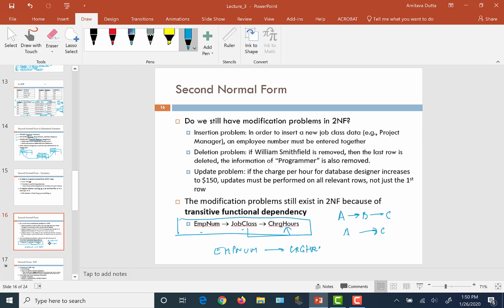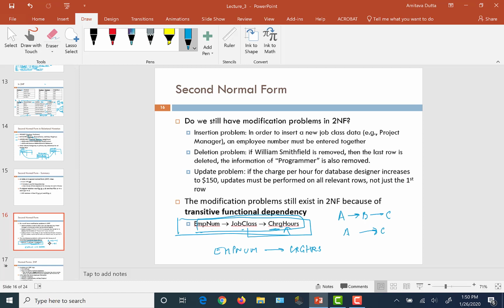So the reason, you can easily see now, if you have a transitive dependency like this, then let's say there are 4 employees, and of those 4 employees 2 are of the same job class, then this information, the hourly rate, will show up multiple times.